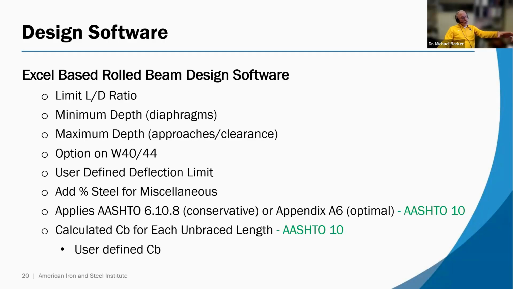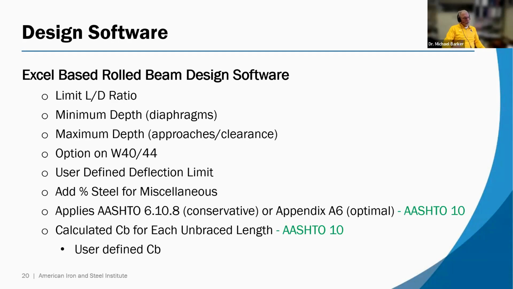And then here's where it starts narrowing down the solutions. And we can control that. We can say, hey, we want a maximum L over D of 30. We can say we want a minimum depth of 18 inches because we know what type of diaphragms we like putting in there. We need a maximum depth of 33 inches because we don't want to do a lot of approach work. That's expensive, or we have clearance issues.